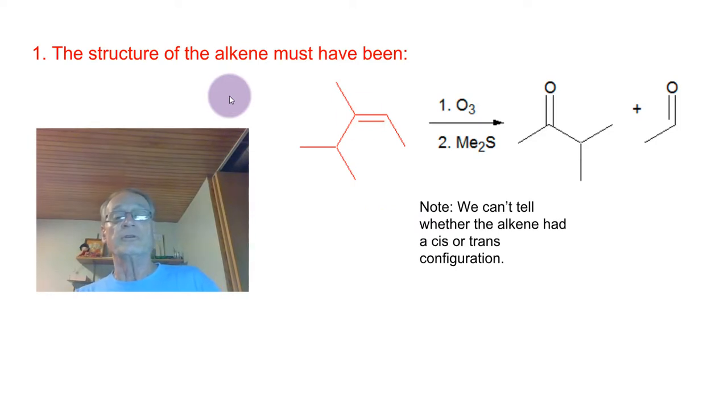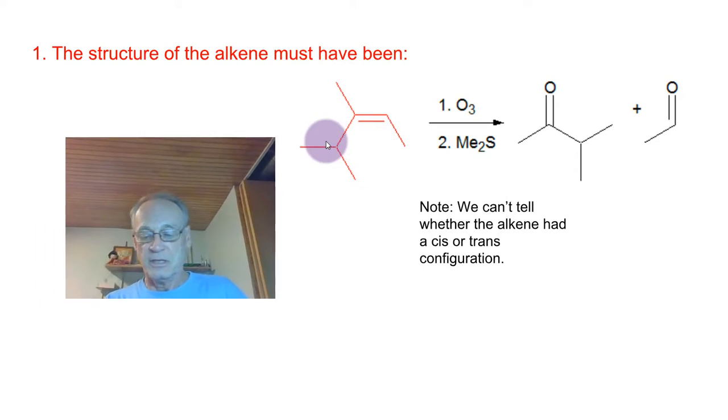One thing to notice is I drew this alkene with a Z configuration on the double bond. It could just as easily have had this methyl group pointing up, in which case it would be the E configuration. We can't tell from doing this kind of experiment, so that's one thing that this doesn't tell us is whether the original alkene was cis or trans.